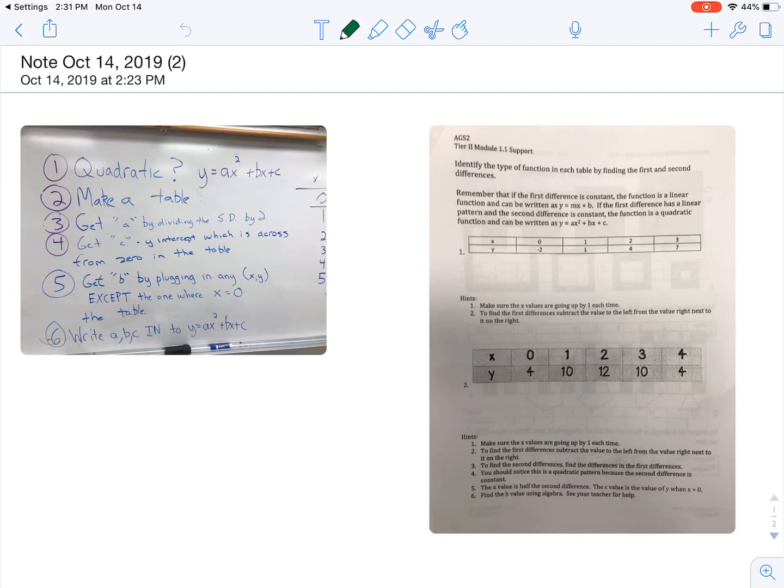Okay, as promised, I was going to make a video on how to do quadratics, and I think it'll help you a lot for the test. So I'm going to do number 2 here on the packet because I don't think this is one that a lot of people have done.